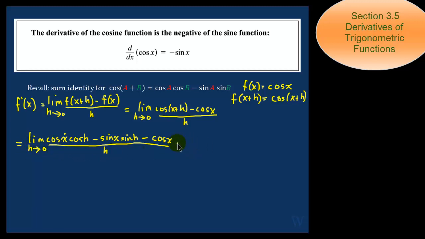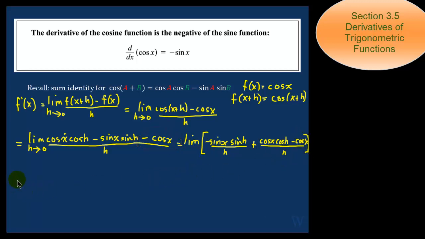Like we did previously, what we'll do now is regroup a few things. First let's take the middle term and put it in the front. So what we've got is the limit of minus sine x times sine of h over h, plus cosine x times cosine h minus cosine of x, whole thing divided by h.